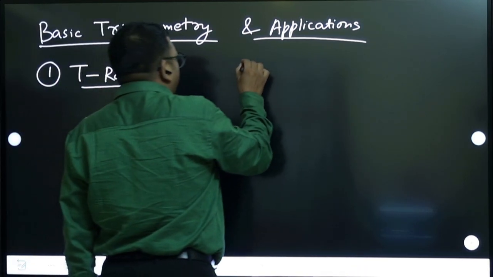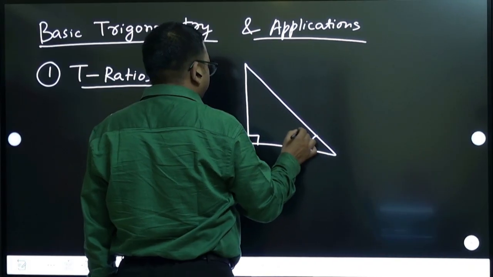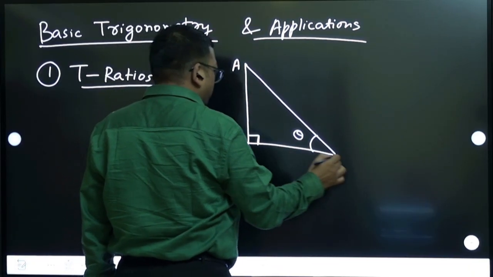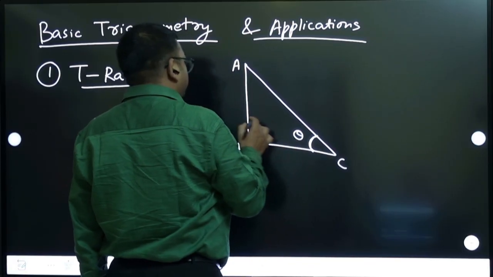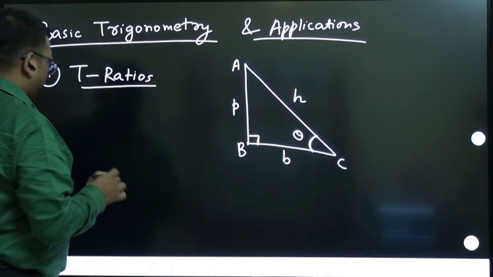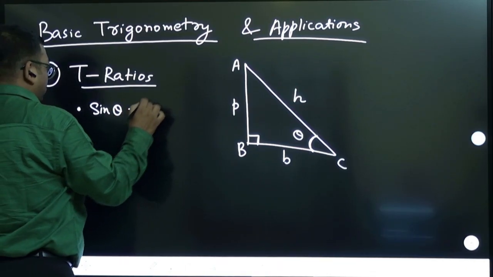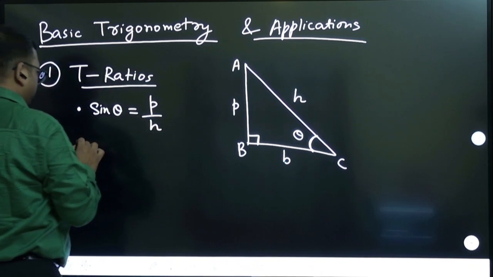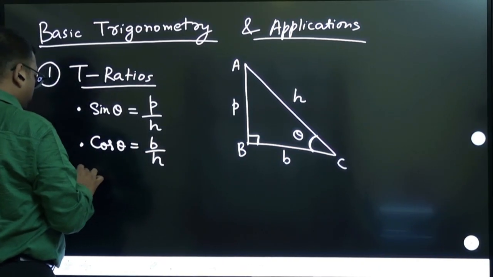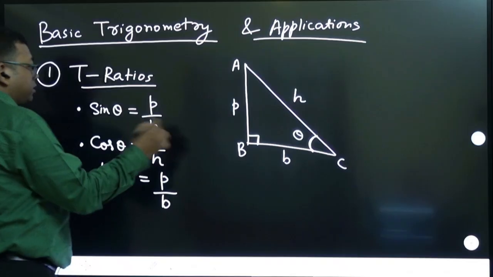Trigonometric ratios are defined, you know, like the ratios of the sides. Suppose, for example, this is angle theta and this is 90 degrees. This is a right triangle ABC, and opposite of this angle theta is the perpendicular. This is the base and this is the hypotenuse. So, first of all, these fundamental trigonometric ratios: sine theta is perpendicular by hypotenuse, cos theta is base by hypotenuse, tan theta is perpendicular by base, and then the reciprocals of these.